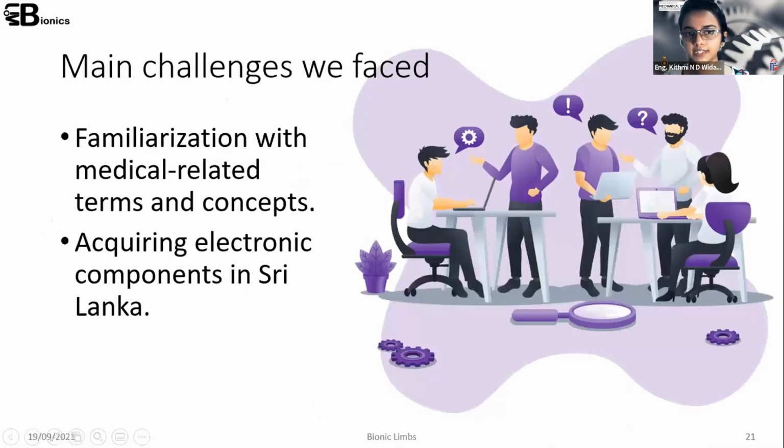The main challenges that we faced, as I told you in the beginning, was familiarization with medical related terms and concepts. We needed to read about the biomechanics, anatomy and physiology of the ankle, and only after that could we move forward with the project. Since we were not familiar with that subject, we needed to read a lot and get a better idea about it. Another problem was acquiring electronic components in Sri Lanka.